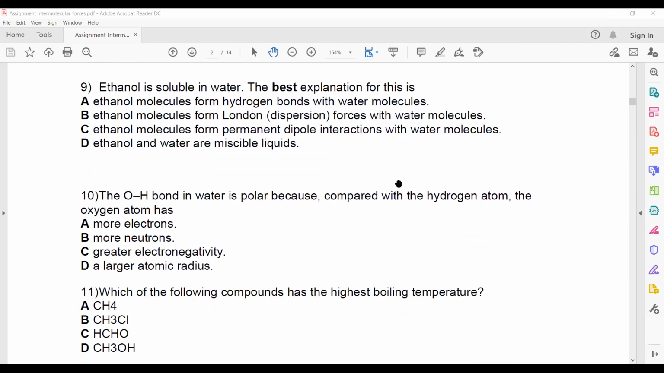Question 9. Is ethanol soluble in water? What is the best explanation, the reason why ethanol molecules dissolve in water? To dissolve in water, they should have the same type of intermolecular force, or they should be able to form the same type of bonds. What's the answer for question 9? A is the right answer because it can form hydrogen bonds, that's why it can dissolve.